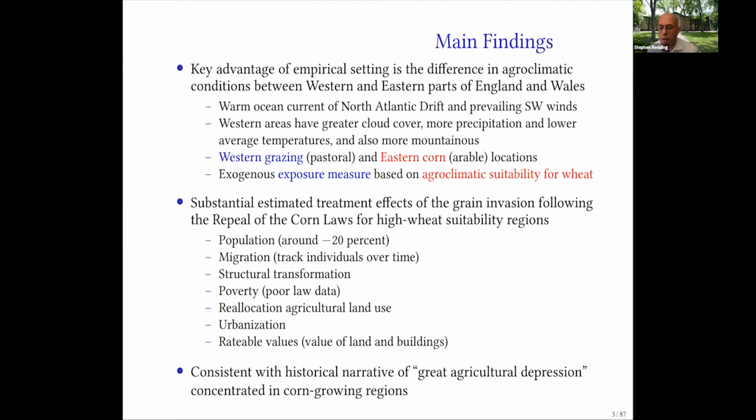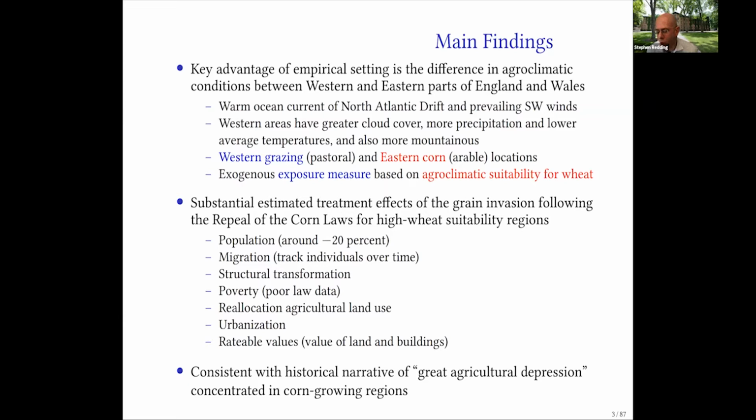And so the western parts of those countries have greater cloud cover, more precipitation, and lower average temperatures. They're also more mountainous, and hence they're not particularly suitable for the cultivation of cereal grains, and they're much more suitable for grass grazing, and hence pastoral farming, the grazing of cattle and sheep. In contrast, the eastern areas have less cloud cover, less precipitation, higher average temperatures, and better soils because they're more low-lying, and they're more suitable for the growing of grains.